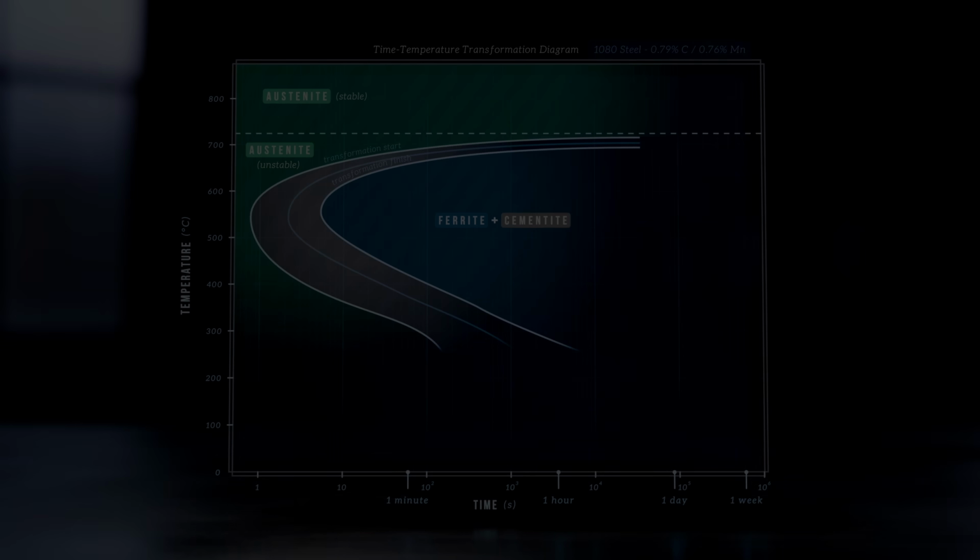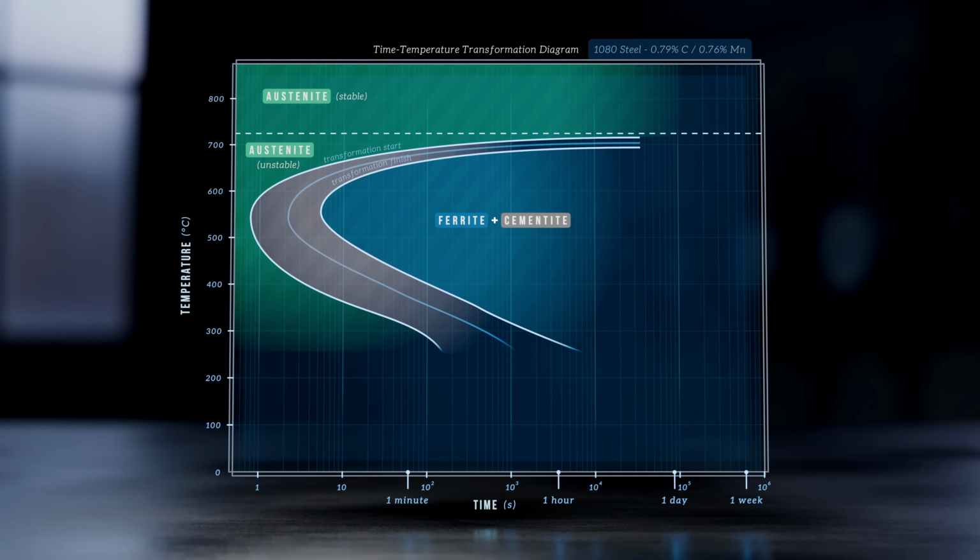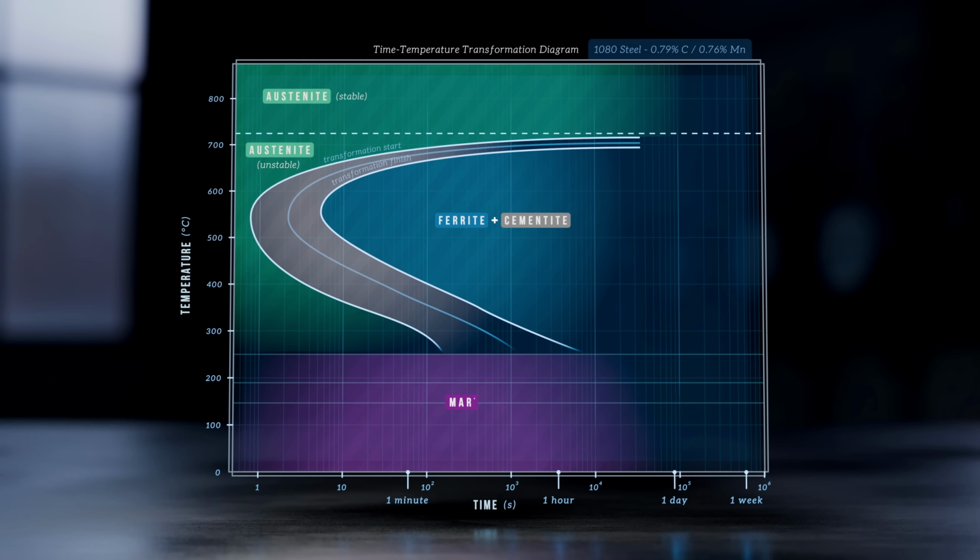On the TTT diagram, martensite appears as a region stretching along the bottom of the graph. 3 horizontal lines mark the temperatures at which martensite formation starts, reaches 50% completion, and finishes. Because it's diffusionless, no time elapses before starting or completing the transformation. It happens immediately once the temperature drops below the martensite start line. If the steel is cooled to a temperature between the martensite start and finish lines, only part of the austenite transforms, leaving a mix of martensite and retained austenite.